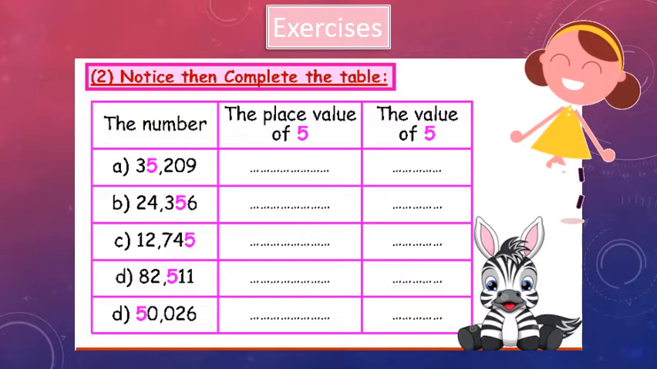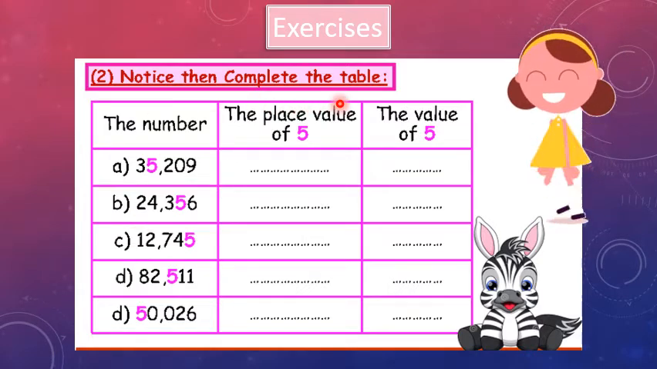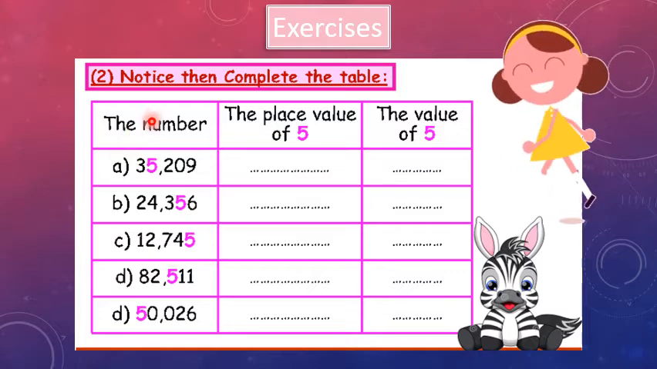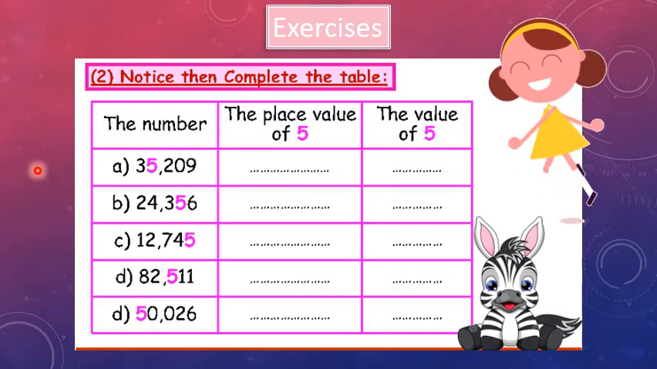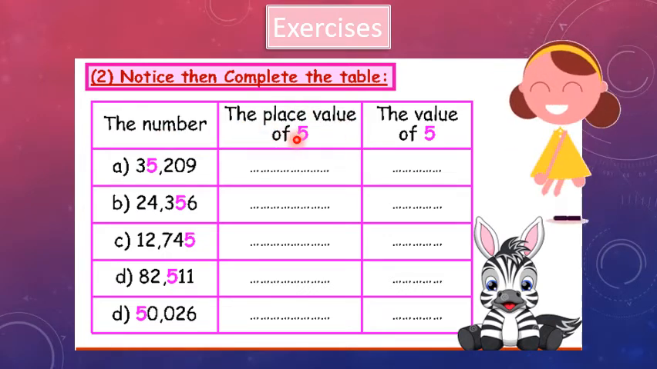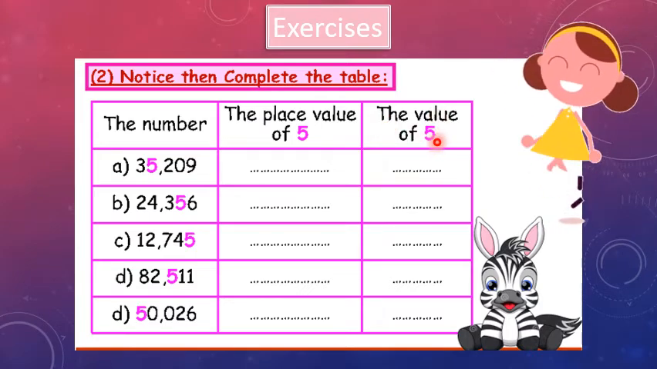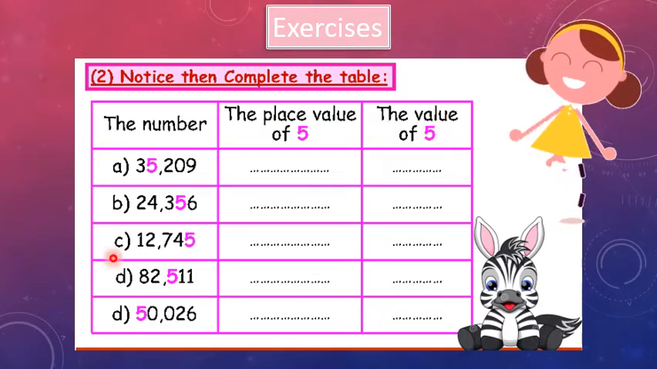Now let's go to another exercise. Read the notes, then complete the table. Here we have in this table 3 columns. The first column is called the number. The second column is called the place value of digit 5. And the last column is the value of this digit, which is 5, in each of these numbers.